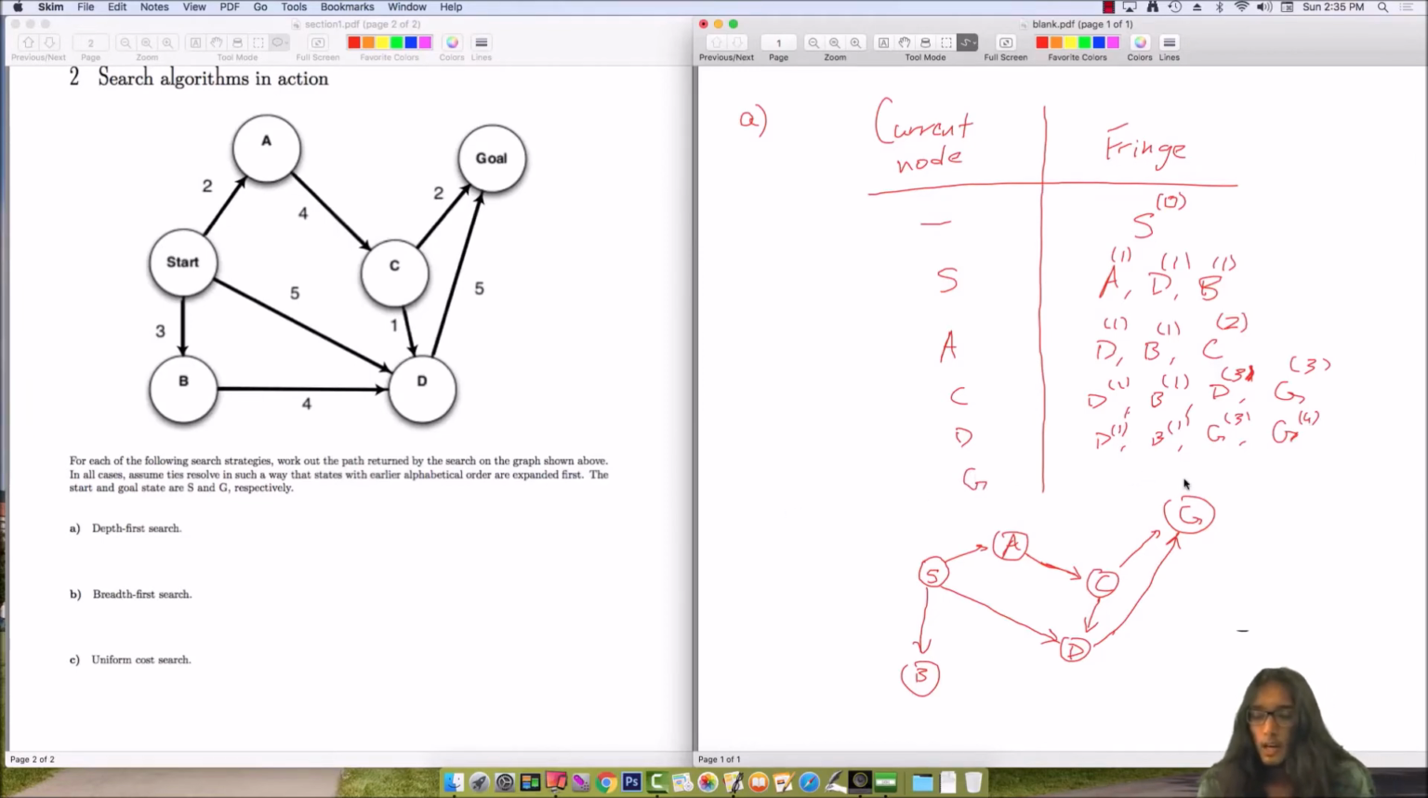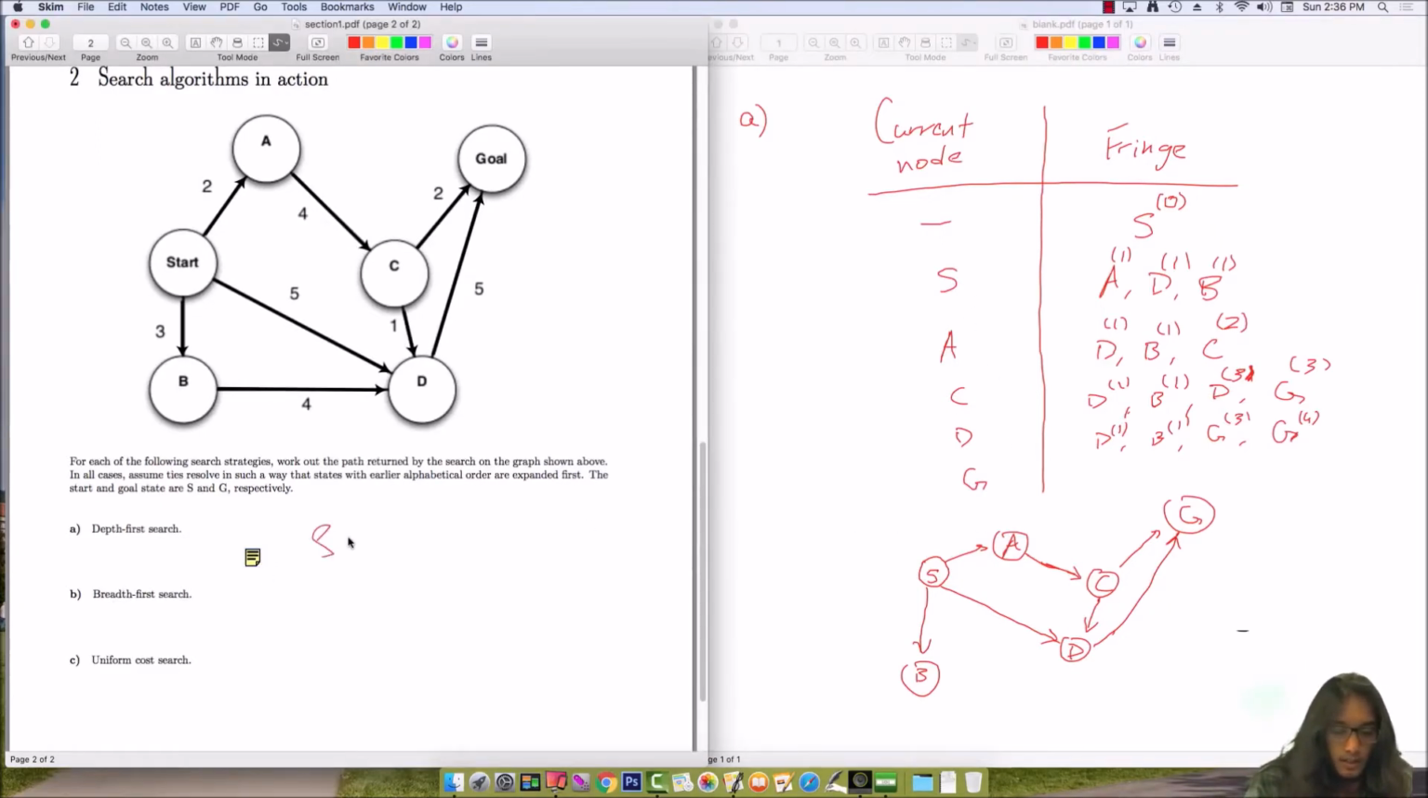It sees that this one has the highest depth. So it visits G, and at this point the algorithm is over, right? Because now you have a goal state appearing on the left-hand side, appearing as a current node, which means the algorithm has visited the goal state, and that's when it ends, right? So from here, if you want to reconstruct the path that the algorithm will return, just retrace your steps along the left column.